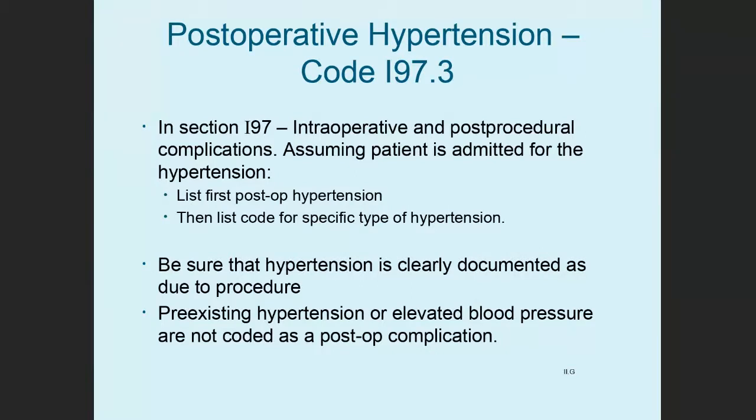I97.3 is used for postoperative or post-procedural hypertension. The hypertension must be clearly documented as due to the procedure. A patient may have high blood pressure before the surgery, and then of course they have it after the surgery. That's not a complication of the procedure. If the patient is admitted for the hypertension, list first the post-op hypertension, the I97 code, and then a code for the specific type of hypertension. Be sure again that it's clearly documented as due to the procedure.